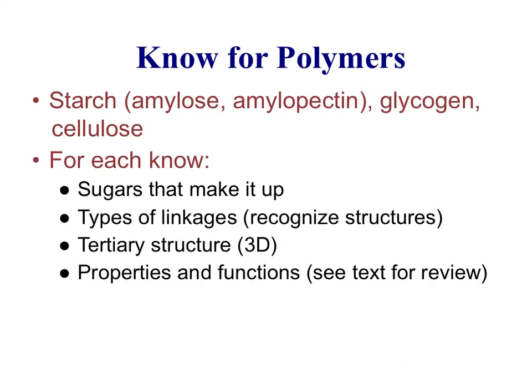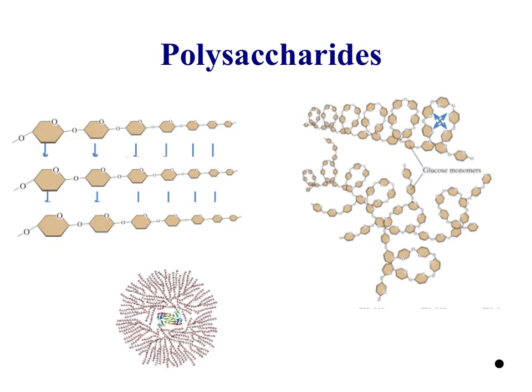Our polysaccharides. So just a reminder, these are the 4 we need to know: amylose, amylopectin, glycogen, cellulose. And then what you need to know is the sugars, the linkages, the tertiary structures, and then the properties and functions of the starch, glycogen, and cellulose, okay? And let's look at the pictures, these are what they look like. You should be able to, from the information you have, recognize them. So like if I just showed you a picture, you should recognize what those look like. That's another cool thing that you can do based on the information that we now know. So just make sure you can do that.